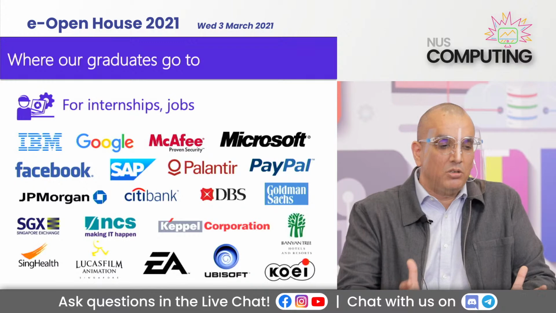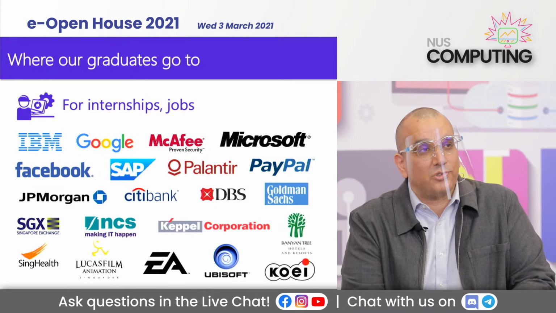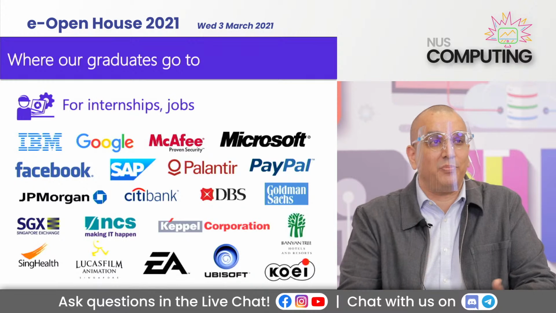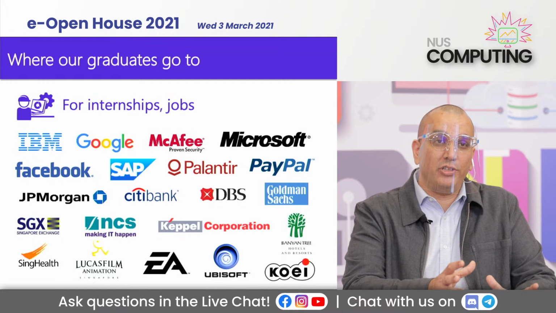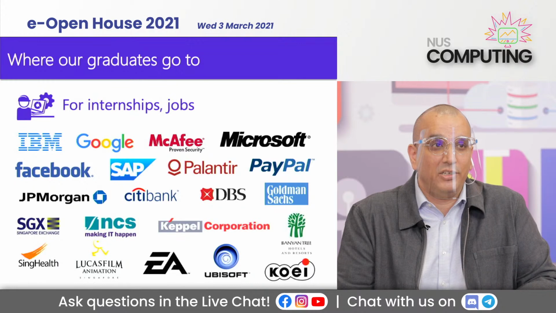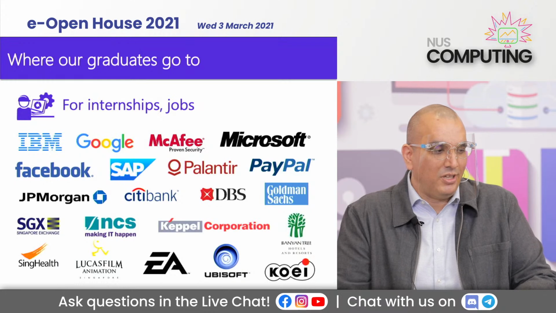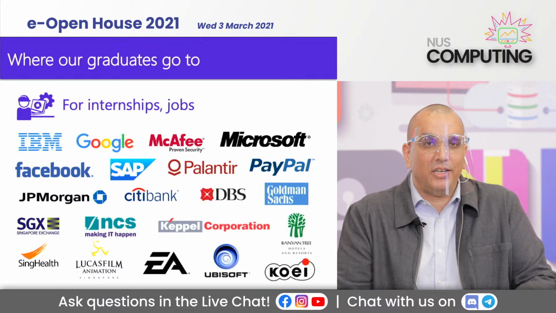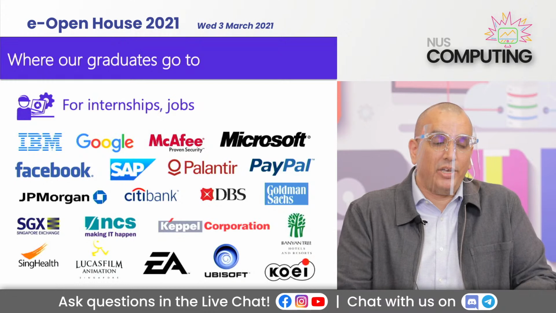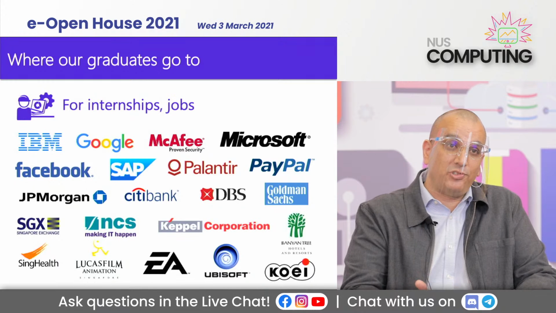If you look at some of the companies where our students are working in, you'd see the typical high tech names: Google, Facebook, IBM, SAP, Palantir. But you also see companies in non-technology related industries, like finance, PayPal, JP Morgan, Citibank, and DBS. You'd also see transportation, logistics, hospitality and hotels. You'd see game companies and even healthcare companies. So our graduates go almost everywhere. And like I said, it's not just local. We do have students who have got internships overseas and many students who have got career positions overseas as well.